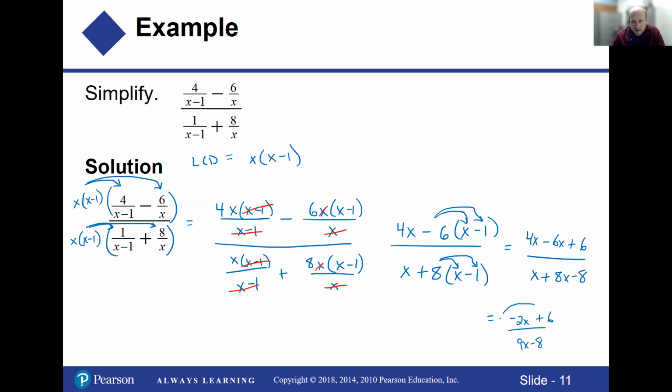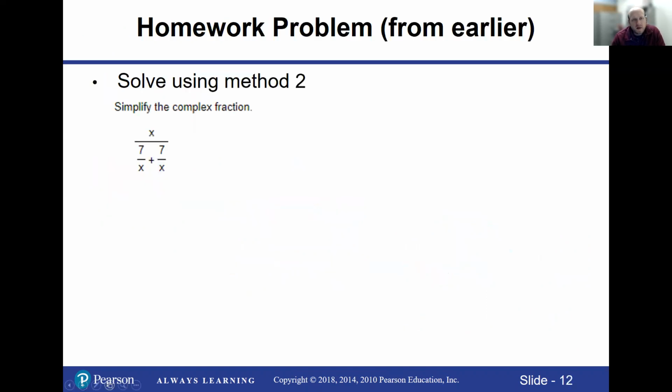Okay, so this is an acceptable answer. You could also have this guy, you see the numerator, I could factor out a negative 2. So this would also be an acceptable answer as well. Okay. Now I promised you, so this is the last problem.